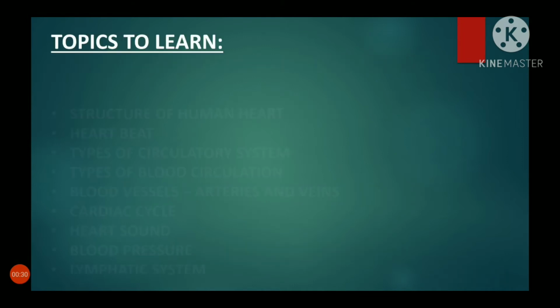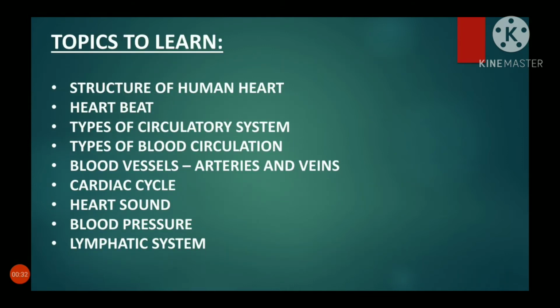Topics to learn. In this session, we are going to learn structure of human heart, heartbeat, types of circulatory system, types of blood circulation, blood vessels, arteries and veins, cardiac cycle, heart sound, blood pressure and lymphatic system. These are the topics which we are going to learn in today's session.